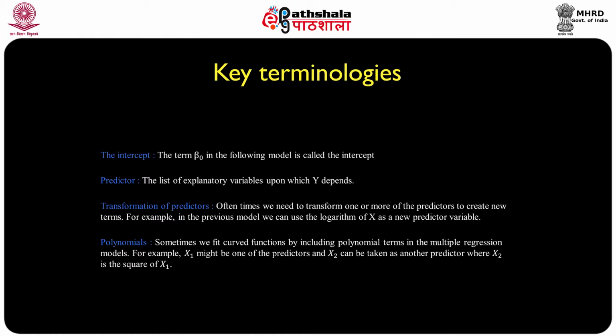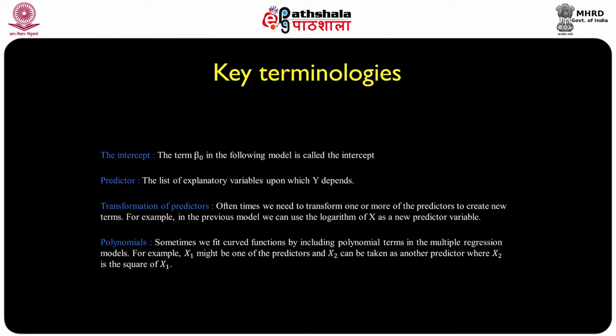Now, transformation of predictors. Oftentimes, when fitting a multiple regression model, we need to transform one or more of the predictors to create new terms. For example, in the previous model, we can use the logarithm of x as a new predictor variable. Or we can use polynomials. Sometimes we fit curved functions by including polynomial terms in the multiple regression model.